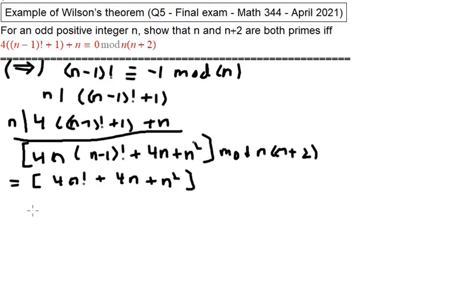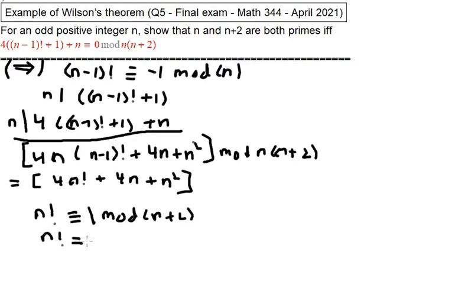So now if we consider n plus 2, if you take n plus 2, subtract 2 from it, so you get n factorial. That's equivalent to 1 mod n plus 2. Or in other words, you've got n factorial is equal to 1 plus k times n plus 2.